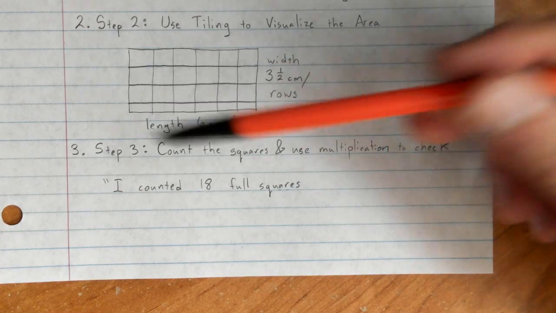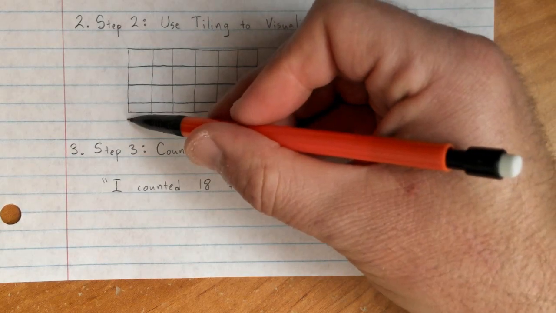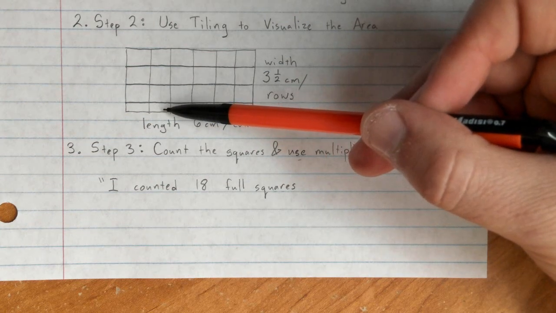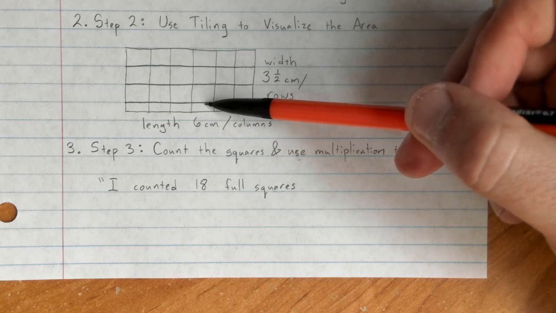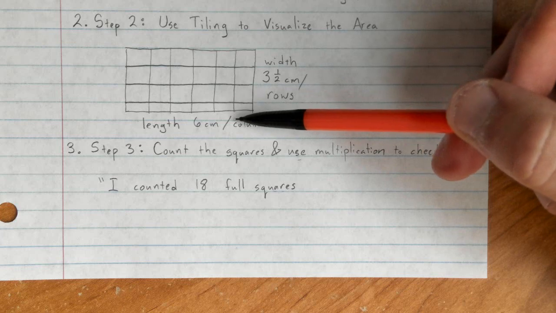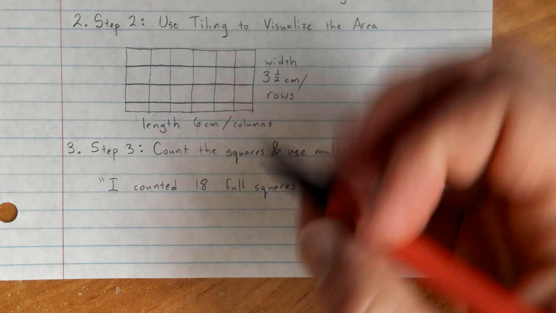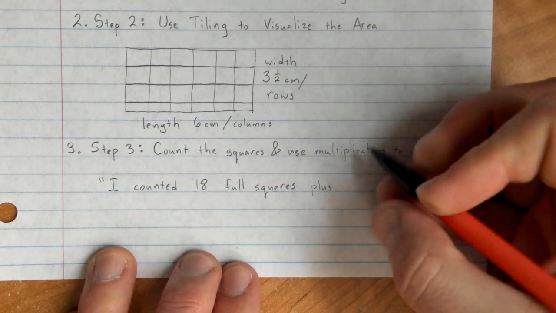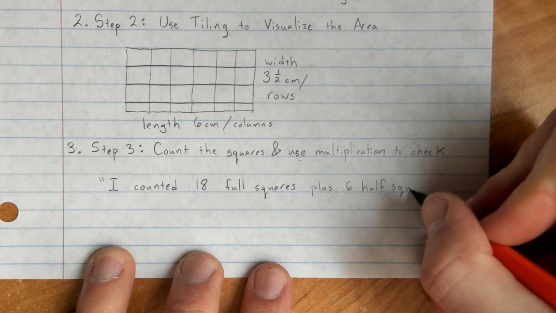What about this stuff down here? This is only half a square, right? If I were to extend it down the rest of the way, that'd be the rest of my square. So 1/2 plus 1/2, that's 1 whole. Another half plus another half, there's a second whole. Another half and another half, there's a third whole, because half plus half is whole, right? I counted 18 full squares plus 6 half squares.